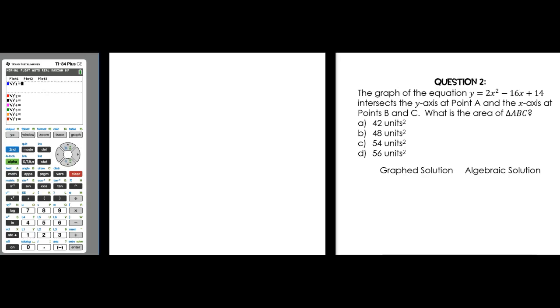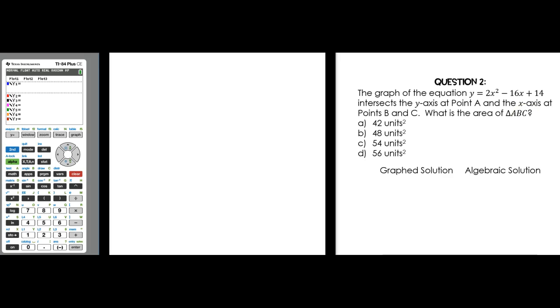All right, so this is a fun little problem. It says the graph of the equation y equals 2x squared minus 16x plus 14 intersects the y-axis at point A, and it crosses the x-axis at points B and C. So it must have two real solutions. It's asking us what is the area of triangle ABC.